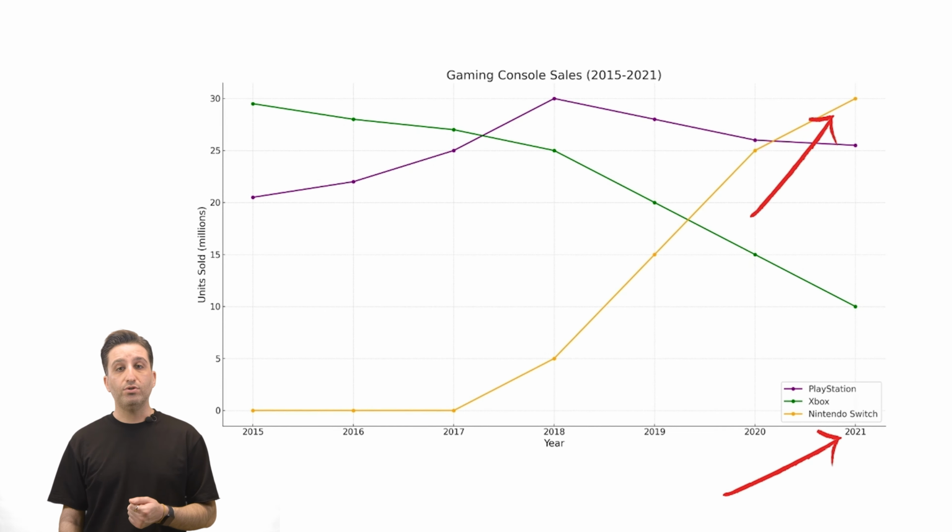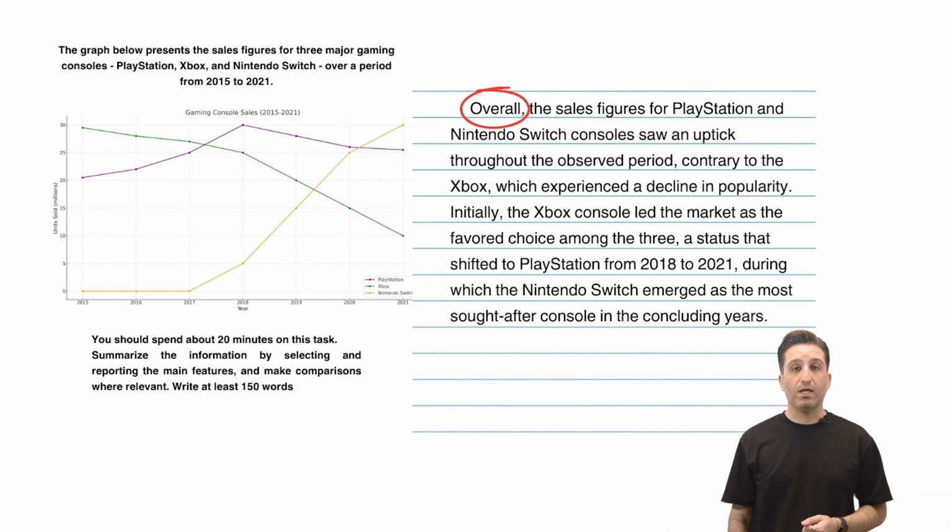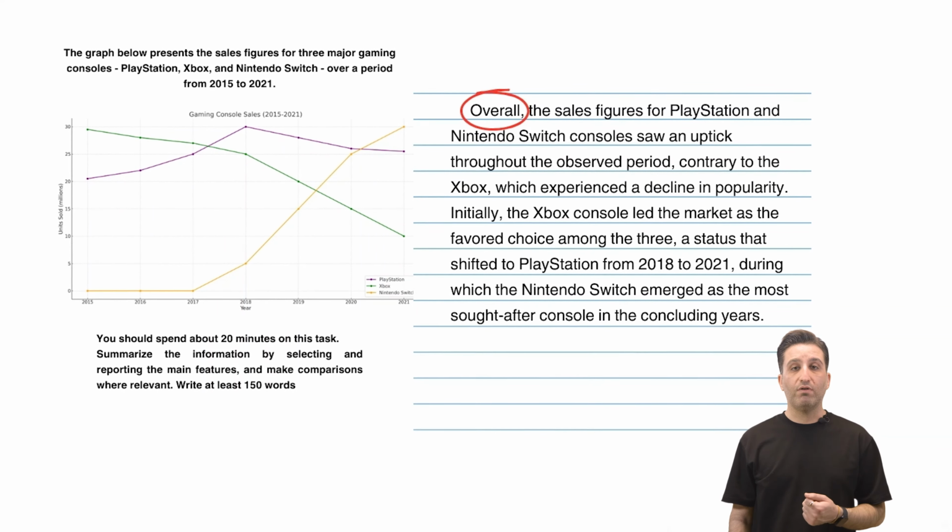Initially, the Xbox console led the market as the favored choice among the three, a status that shifted to PlayStation from 2018 to 2021, during which the Nintendo Switch emerged as the most sought-after console in the concluding years. The paragraph starts with "overall," making it clear to the examiner that you are describing an overall trend or an overall picture of what you see.